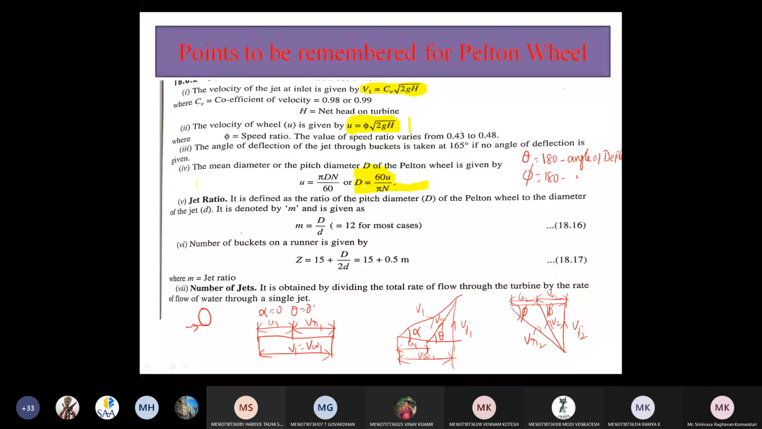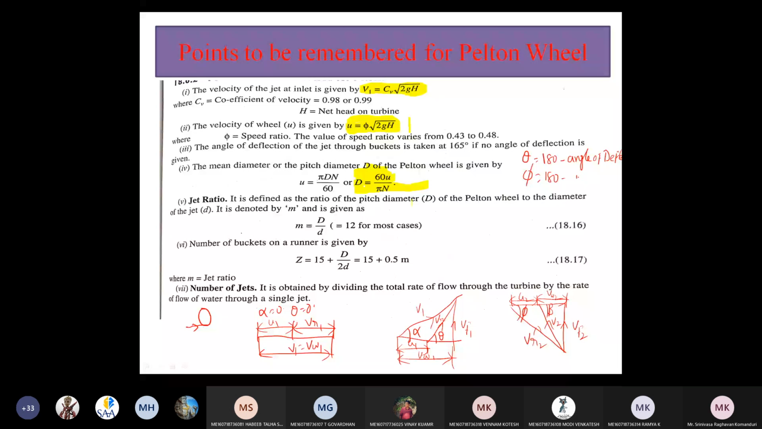Last point, the number of buckets on the runner is given by Z is equal to 15 plus capital D by 2d. So 15 plus 0.5. Generally, we'll get capital D by 2d as 0.5. That we will discuss later, while solving the problem, you will get it. But only remember the formula: 15 plus capital D by 2d.